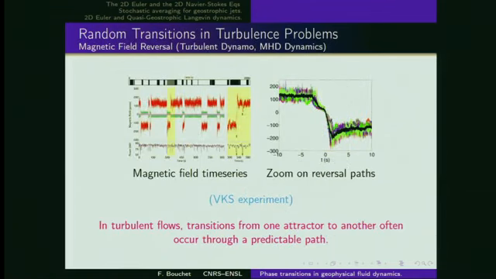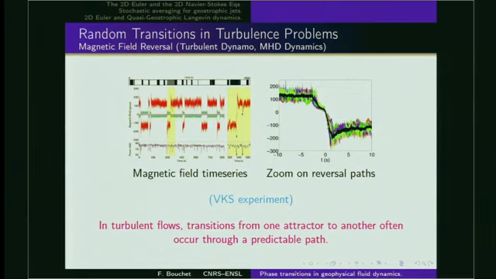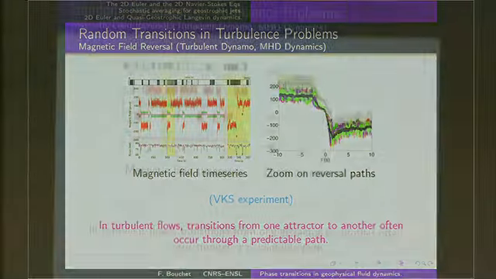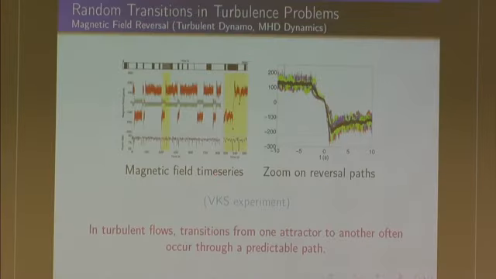So there are many examples in nature of turbulent flows that have different attractors. So this is an example in MHD, magnetohydrodynamics. This is a turbulent dynamo that has been obtained experimentally by some colleagues in Paris and in Lyon. And you can see here the magnetic field as a function of time, and the magnetic field changes randomly its polarity from one attractor to the other.